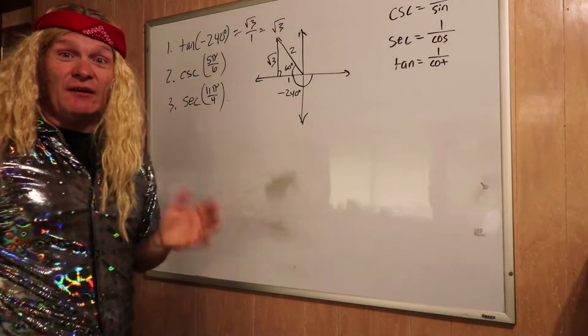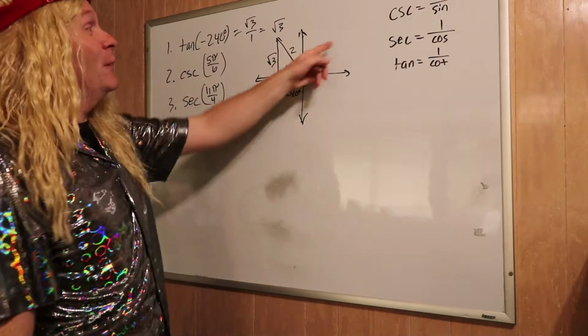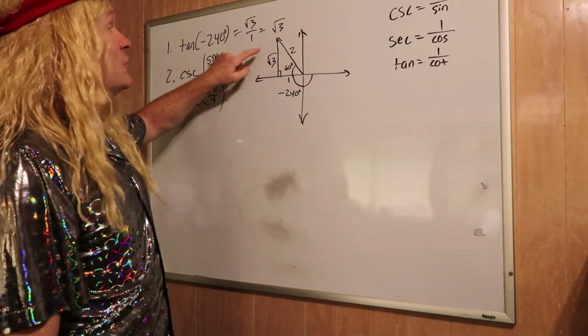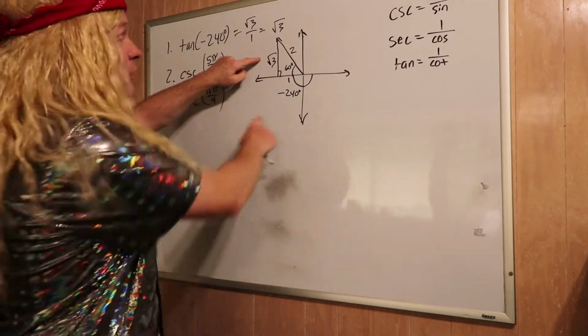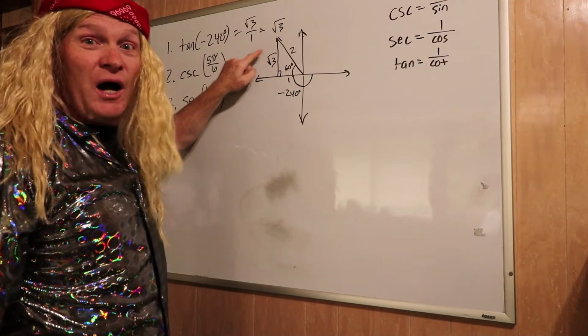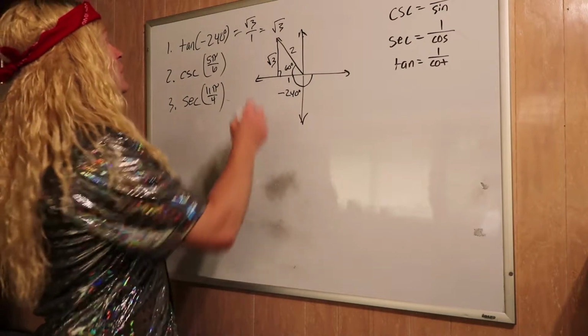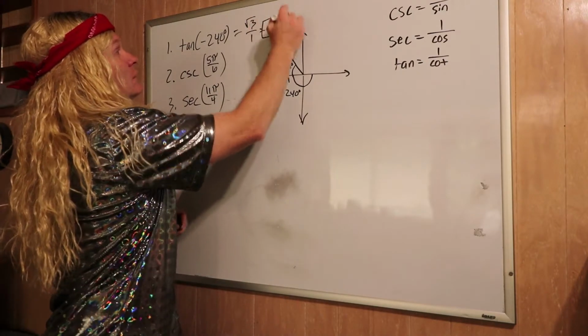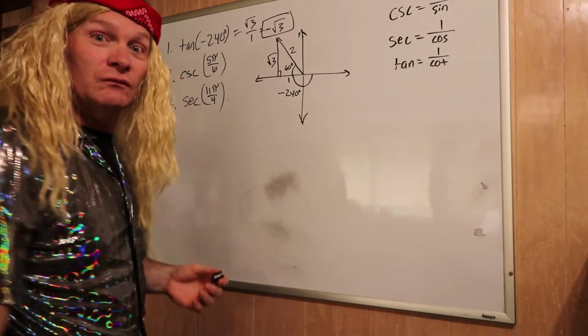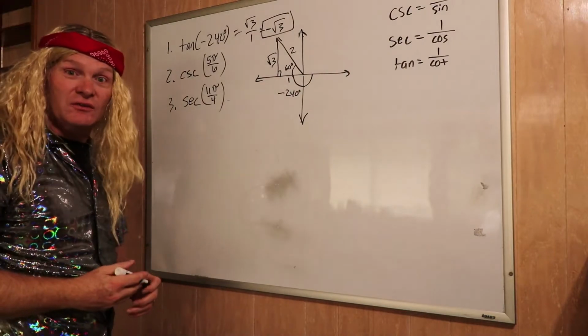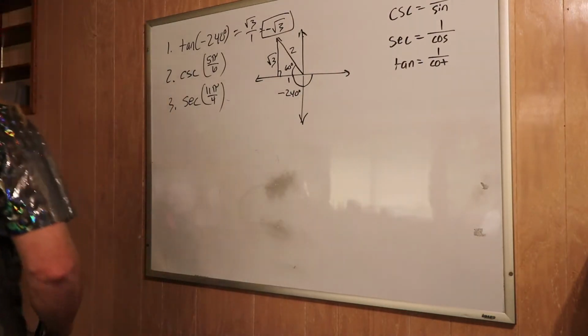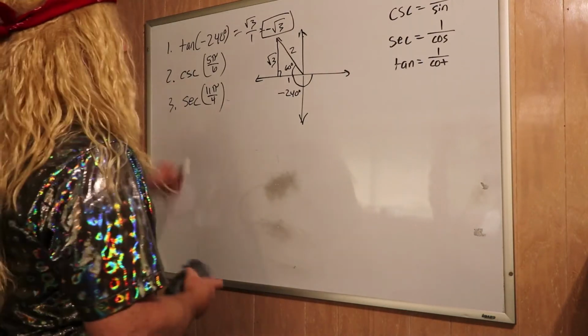Now we got to decide if this is positive or negative. So I remember All Students Take Calculus. The only thing that's positive in quadrant 2 is sine, which means since this is tangent, it must be negative. Does that make sense? Good.